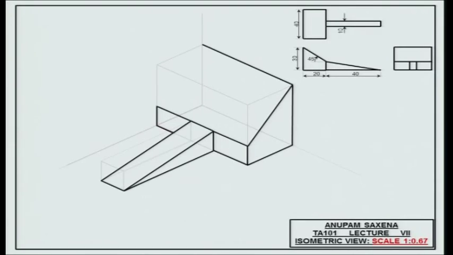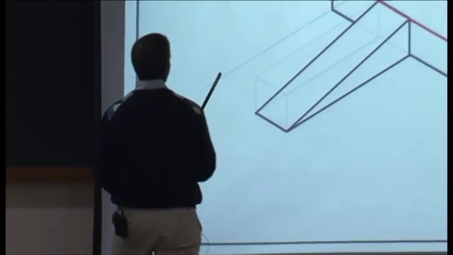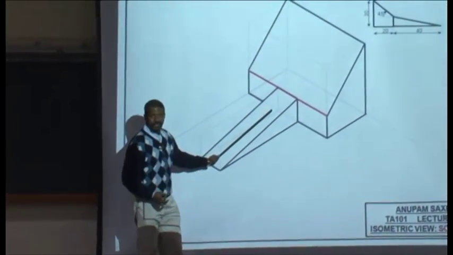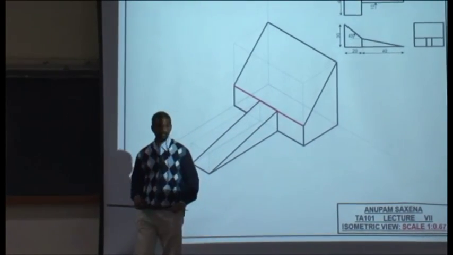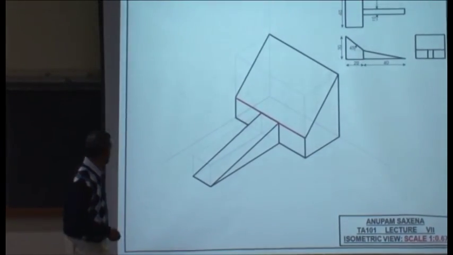Okay? What do you say about this edge? Would you actually see this edge or no? Why do you say that? Discontinuity, because the planes are different. This plane is not the same as this plane. Okay? So, you would see this line.